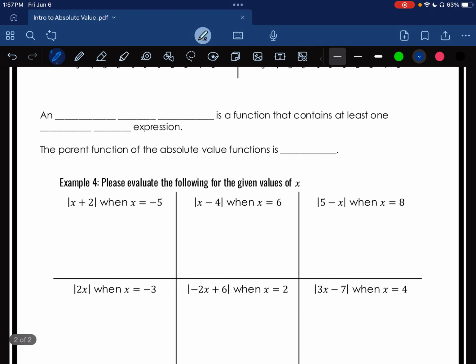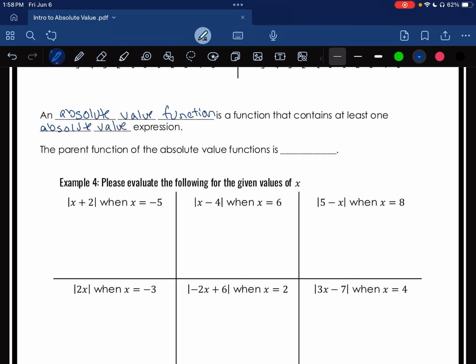So, last but not least, we're going to look at expressions and functions. An absolute value function, we've been talking about expressions so far, is a function that contains at least one absolute value expression. Just like it sounds. I always tell my students we're not creative in math when it comes to naming things. We just kind of tell it like it is. So usually things are exactly what they sound like.